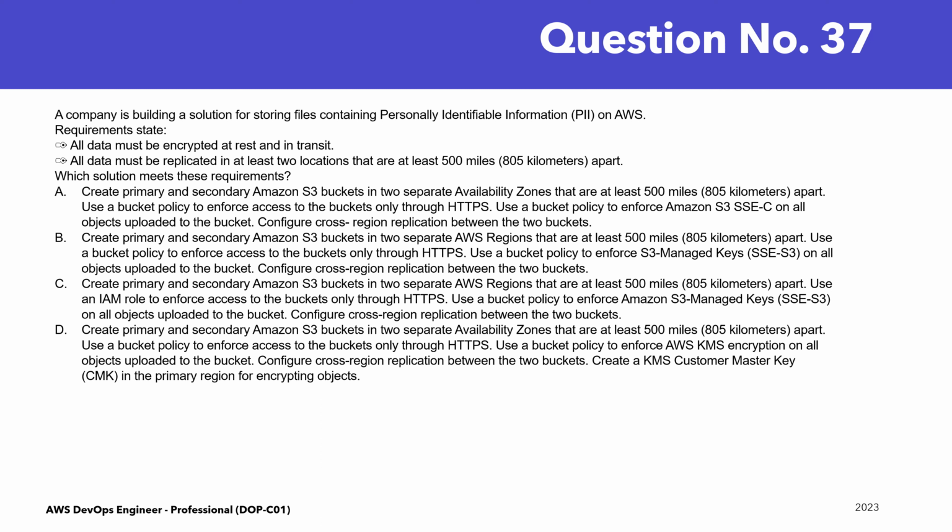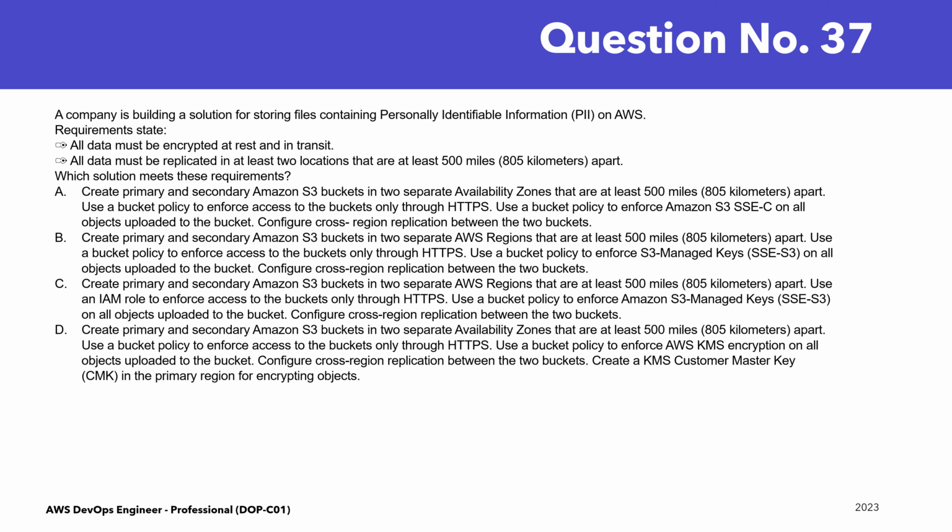C. Create primary and secondary Amazon S3 buckets in two separate AWS regions that are at least 500 miles, 805 kilometers, apart. Use an IAM role to enforce access to the buckets only through HTTPS. Use a bucket policy to enforce Amazon S3 managed keys, SSE-S3, on all objects uploaded to the bucket. Configure cross-region replication between the two buckets.